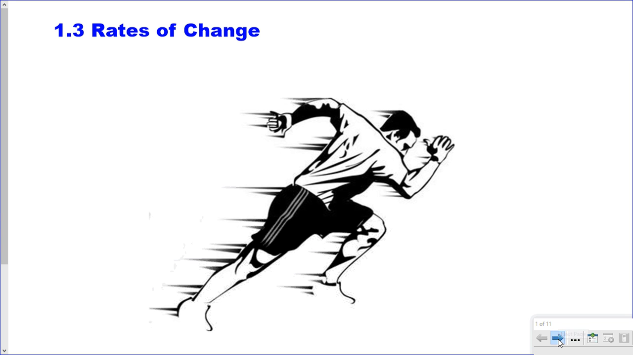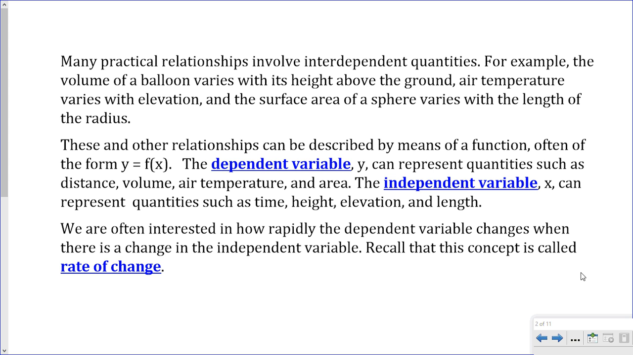Okay, a rate of change talks about practical relationships that involve interdependent quantities. So two variables, the dependent variable and the independent variable here. The independent variable is x. Okay, we know that to be x. In practical applications, it can represent things like time or height, elevation or length, some common examples that we've seen. The dependent variable, or y, represents quantities such as distance or volume or air temperature or area.